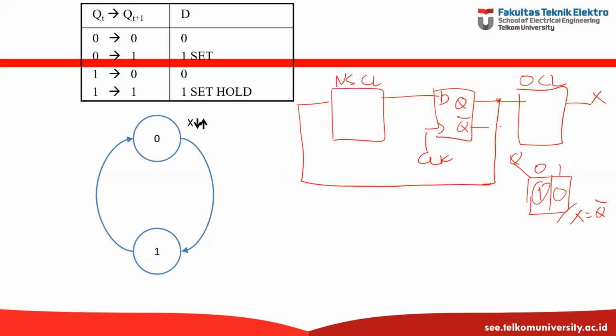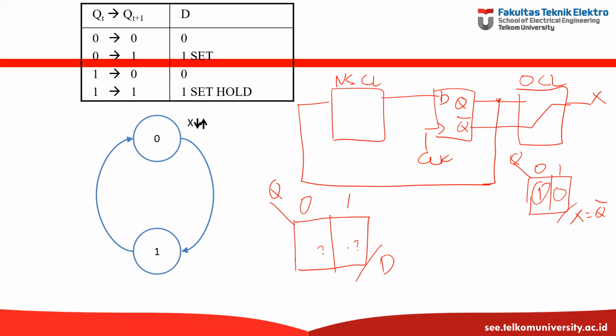So this is for X. Okay, finish with the output combinational logic. Now we start with the next state combinational logic. One input, which is Q. So it will be either 0 or 1. And then the output will be D flip-flop. Now, how can we identify what is the value in here and what is the value in here?